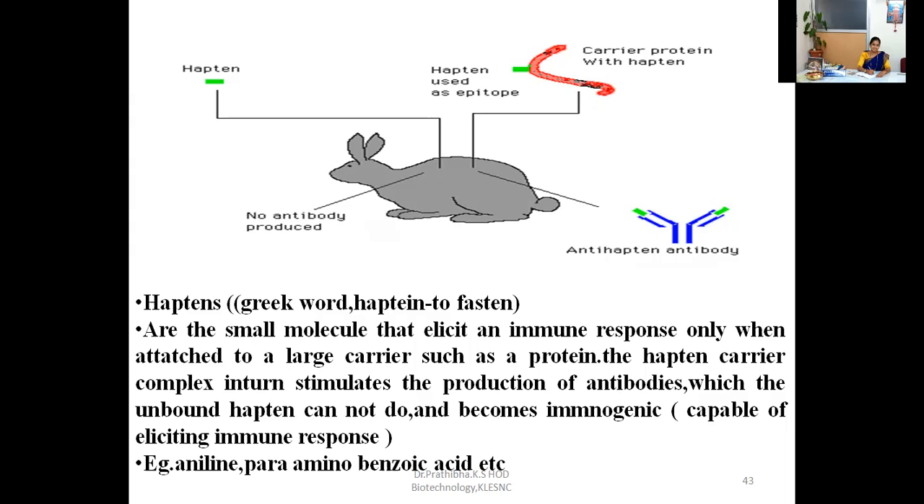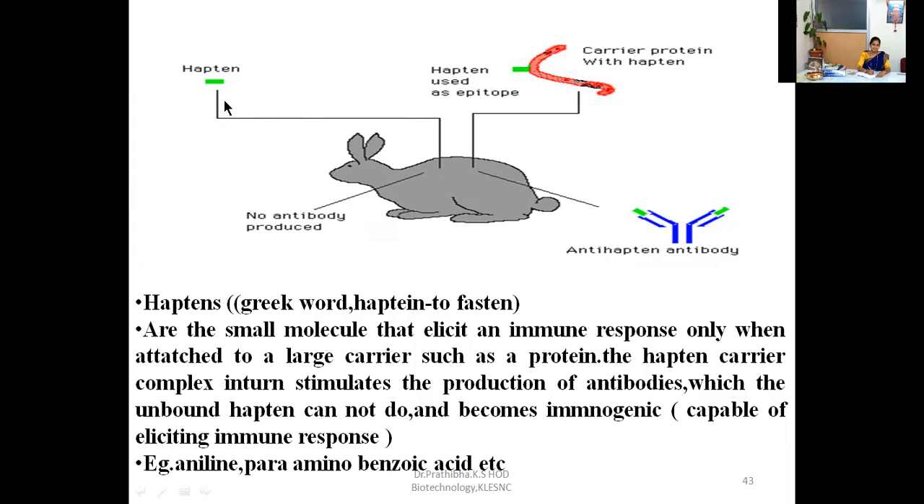To that, we are going to use a carrier molecule with haptens, which enhances the molecular weight of that particular antigen to trigger the immune system for the production of antibodies. Here you can see the carrier protein with the haptens. Haptens are used as epitopes.